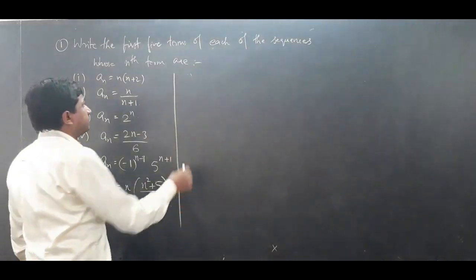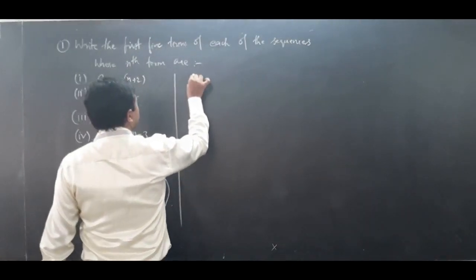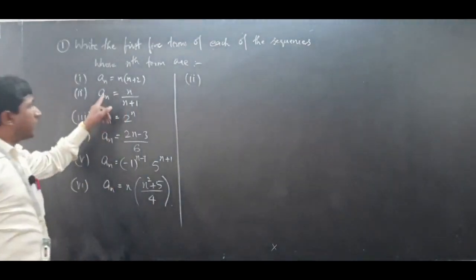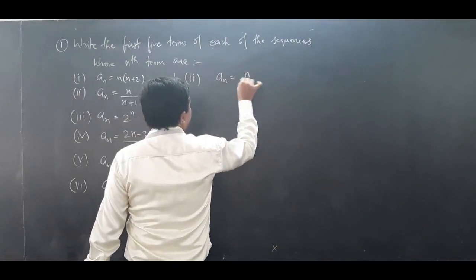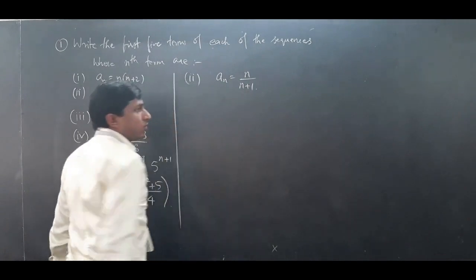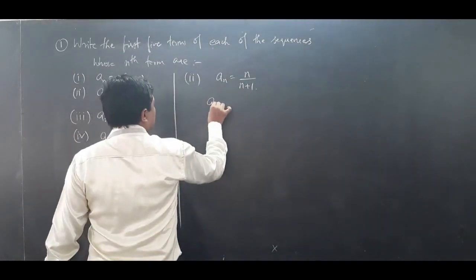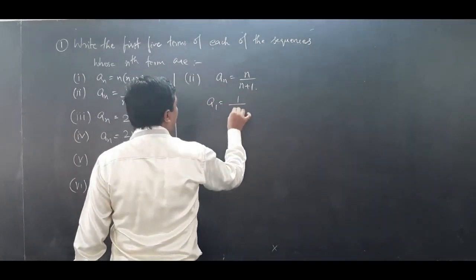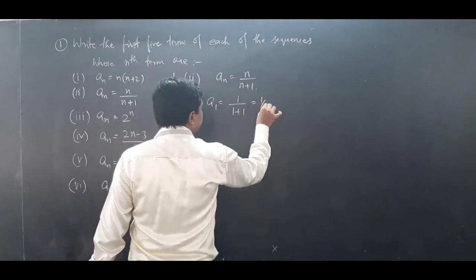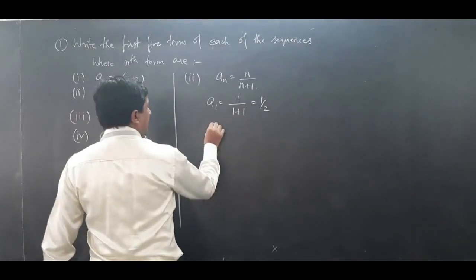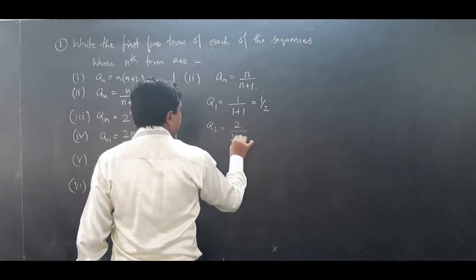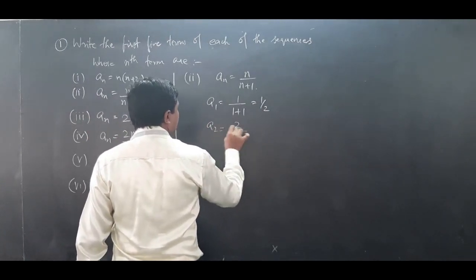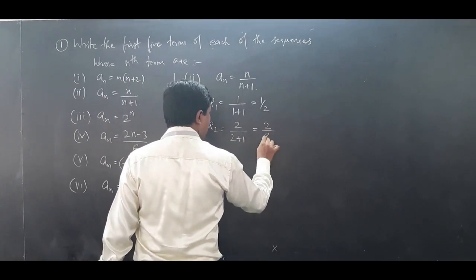Problem number 2. An, it's given to be n by n plus 1. Okay. So what is A1? 1 by 1 plus 1, which is 1 by 2. A2 is 2 by 2 plus 1, which is equal to 2 by 3.